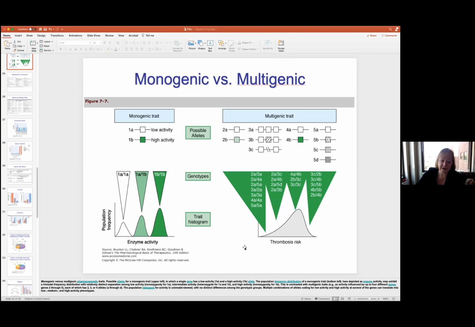So this is just kind of an example of how, when you're looking at the combination of 4 different genes and 2, 4, 6, 8, 10, 11 different alleles and 11 different possibilities here, you can imagine how complex it can be. And that's why you're not going to have this nice clean histogram of either low, medium, or high activity. In the population, the thrombosis risk is going to have this histogram as a unimodal skewed result. And you're not going to have those distinct clean differences between the different genotype groups.